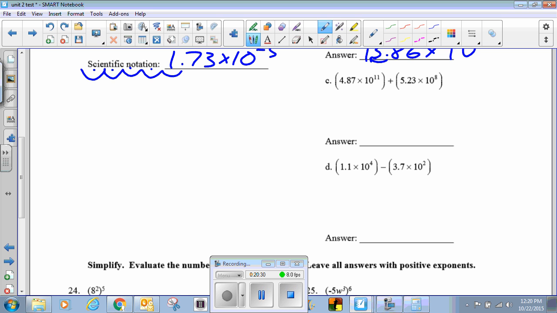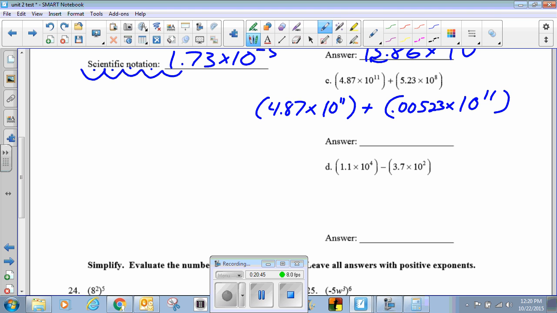Right here, I just need to make the powers of 10 the same. So if I make this to the 11th, I need to make it smaller by 3. So it'll be 0.00523. And then this one will be the same. Now I'm going to add and get 4.87523. That's it. Done.